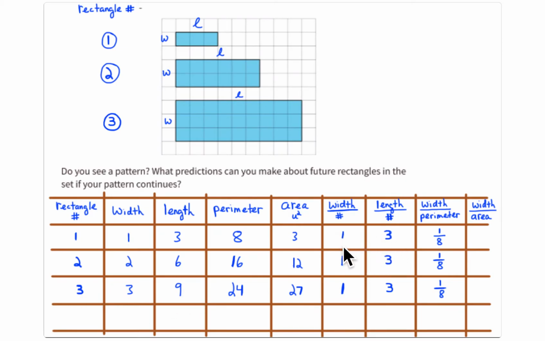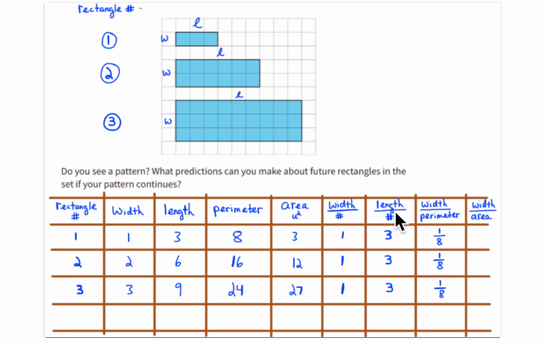And this is where you can look at the relationship between the width and the length. You can see that the length is also 3 times the width, which is a better relationship to look at. So if the width is 1, the length is 3. If the width is 2, the length is 6. And if the width is 3, the length is 9. So the length is 3 times the width in each case.